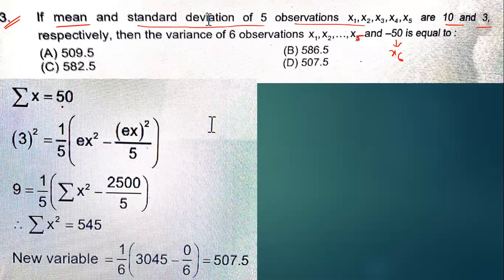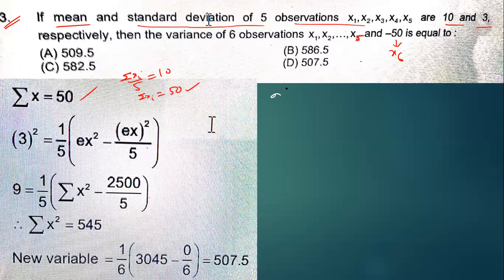So maybe you cannot understand this solution, so I'm writing step by step. See, dear students, the mean is given as 10. That means sigma xi by 5 is equal to 10, so sigma x is 50. Okay. So what is the variance formula, dear students?